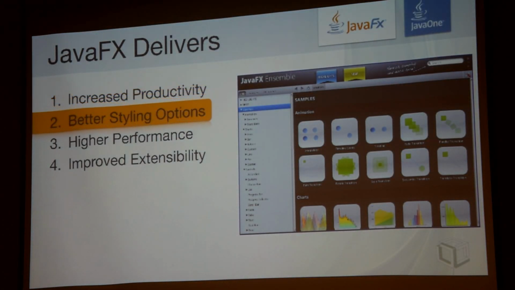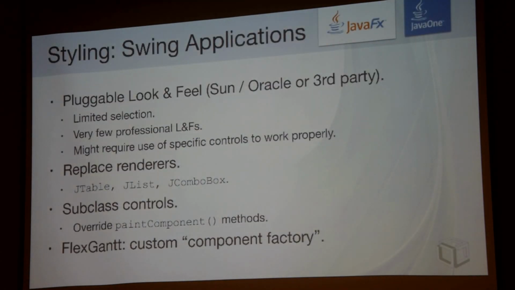Okay. Better styling options, talked about that already a little bit, but let's look at it again. In Swing, if you wanted to do styling, you could get a pluggable look and feel. You could buy it or use an open source pluggable look and feel, and then you would set that, and it would change the look and feel of your entire application. Okay, but there weren't that many look and feel libraries that you could actually use. There were only a few, and only very few of them were really professional enough that you would say, yes, let's use this and ship that to a customer.